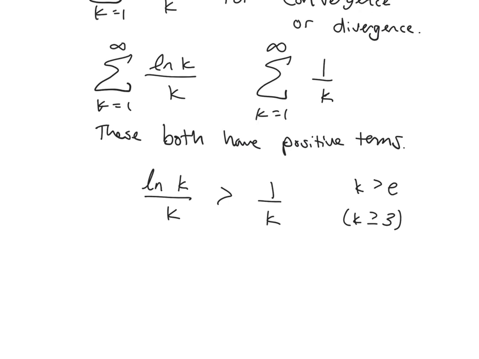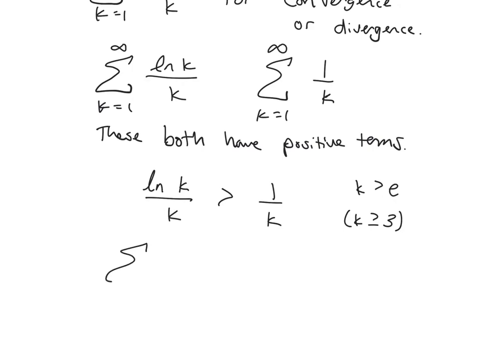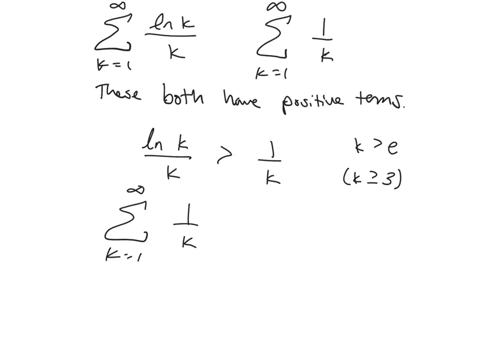So now I need to think about the series that I'm comparing my series to. That was 1 over k. I want to know, does that converge or diverge? It's a p series. What's my p value here? 1. P is less than or equal to 1, so it diverges. 1 is the cutting off point for a p series.